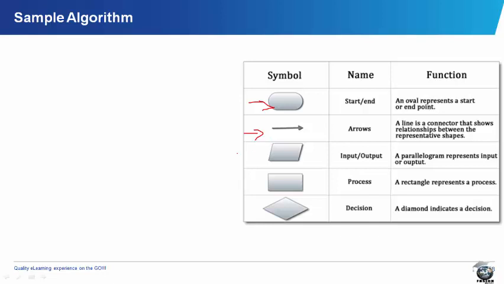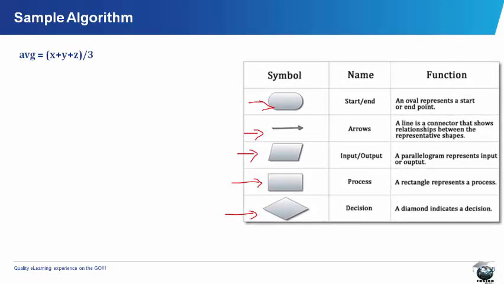We also see another shape here, that is the input and output shape. This is a parallelogram and it represents input or output, both of them. We also see a process shape, that is a rectangle. This rectangle represents a process, that is an addition, a subtraction, a multiplication, or any other process. And we now see here a decision symbol. This decision symbol is a rhombus or a diamond, and it indicates decision, that is a yes or no decision. Let us now look at an example.